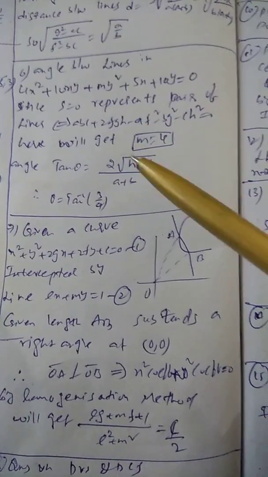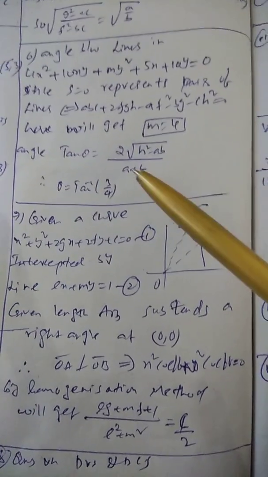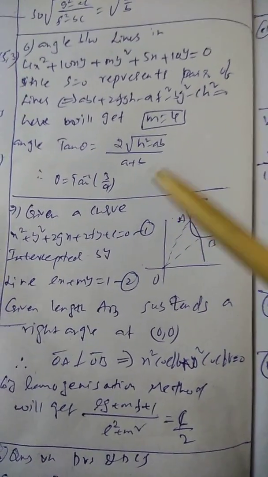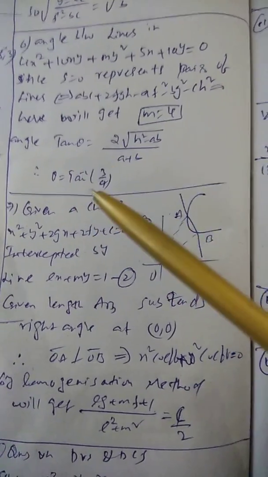Now using the m value, the angle between the pair of lines is tan theta equals 2 into square root of (h square minus ab) by (a plus b). Substituting all the values above, we'll get theta is tan inverse of 3/4.